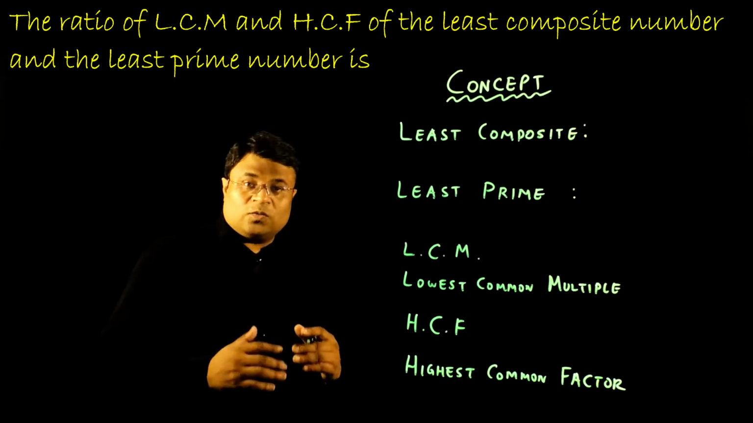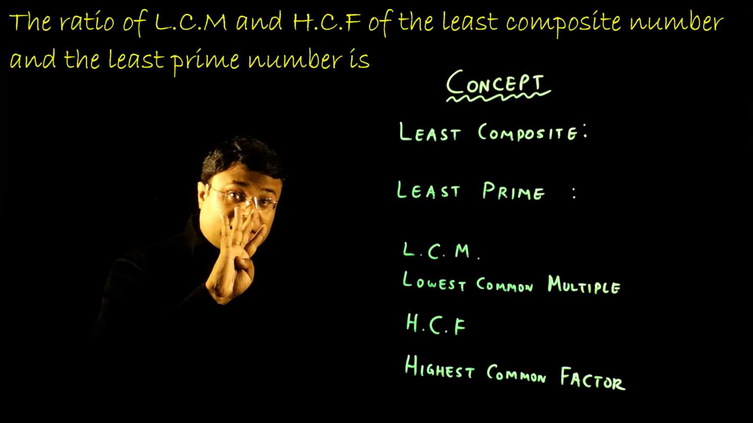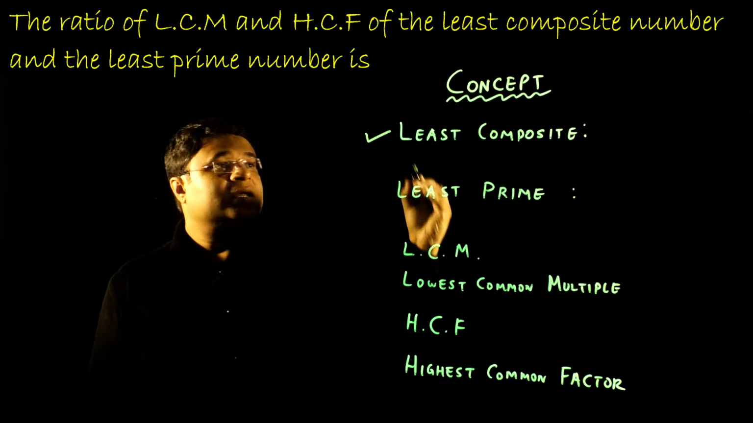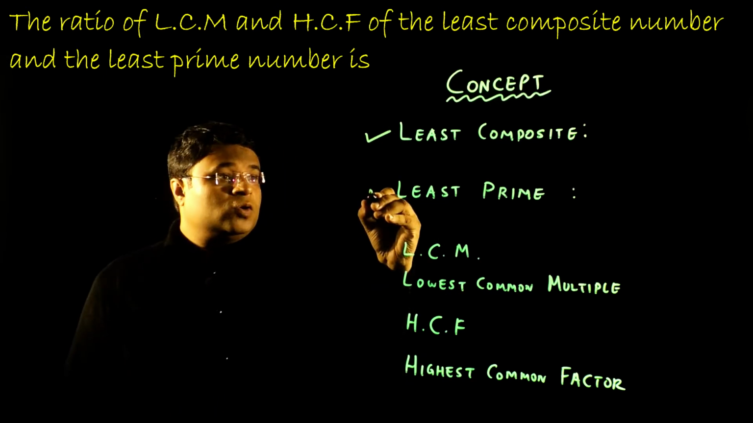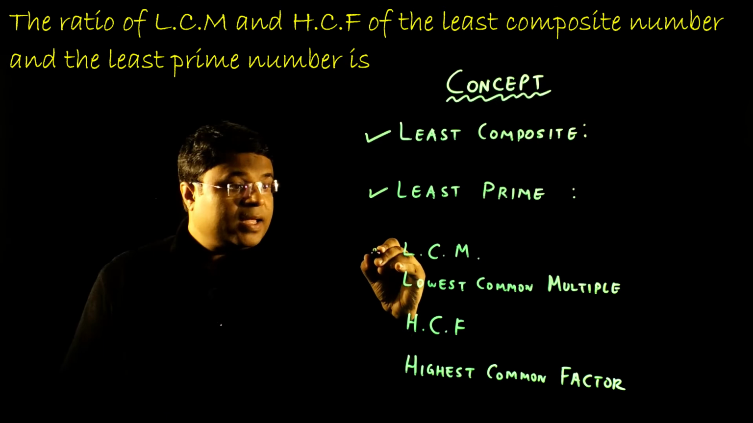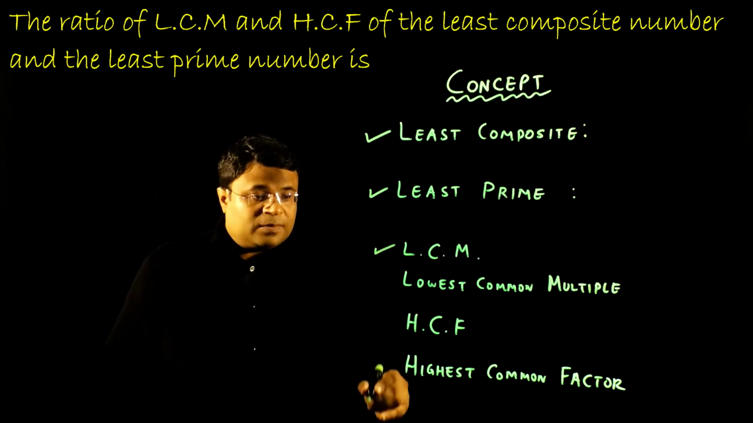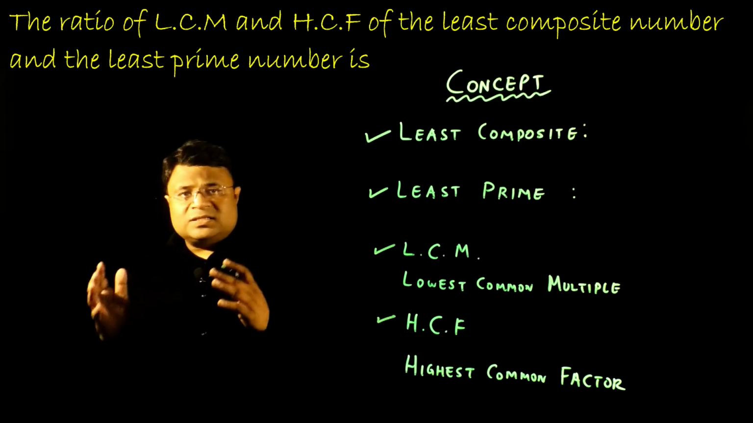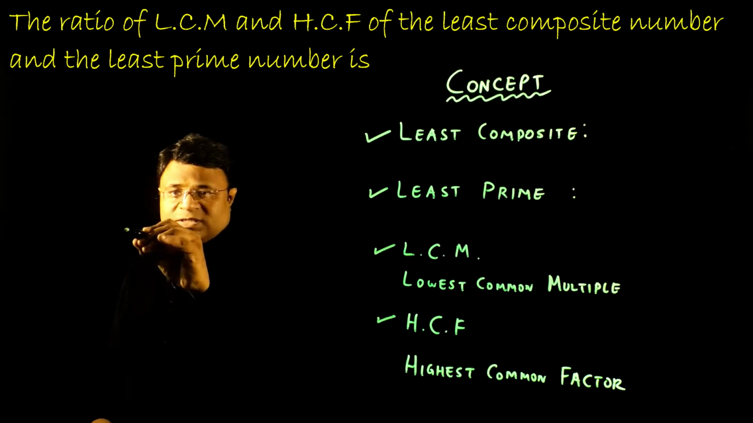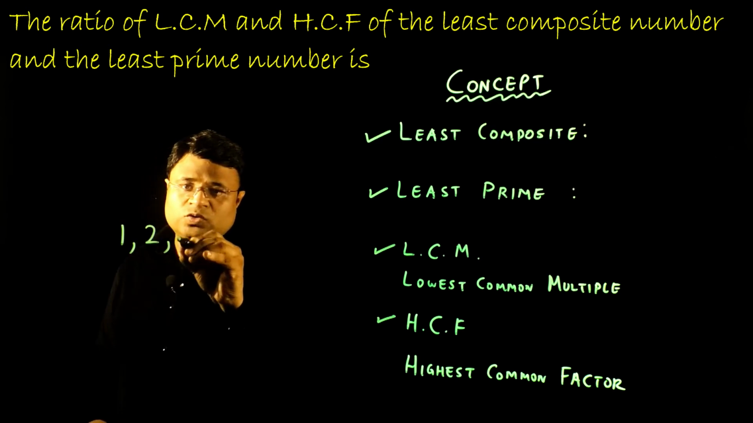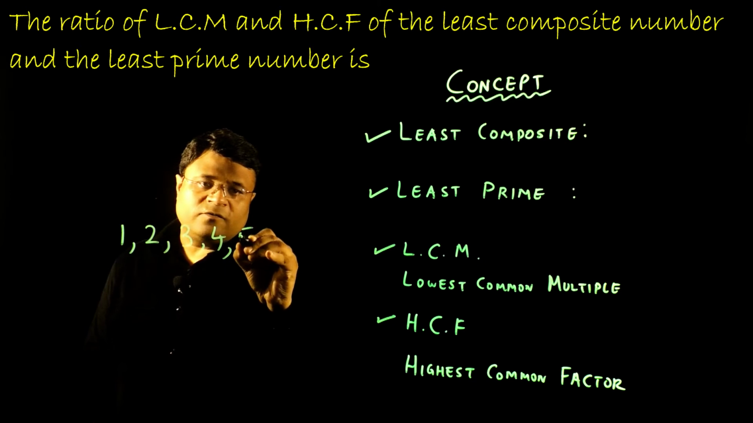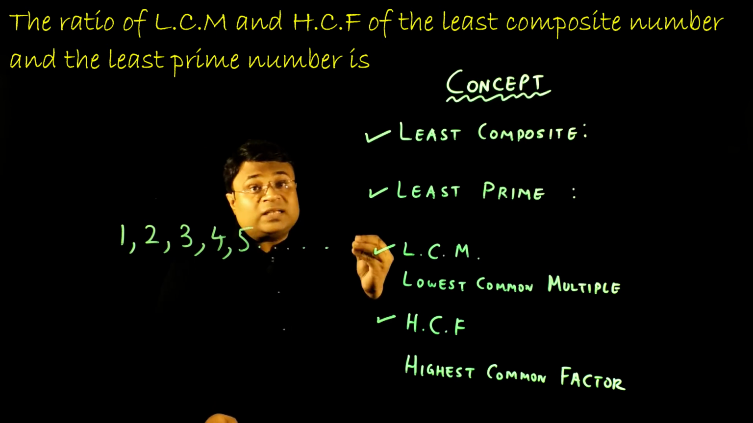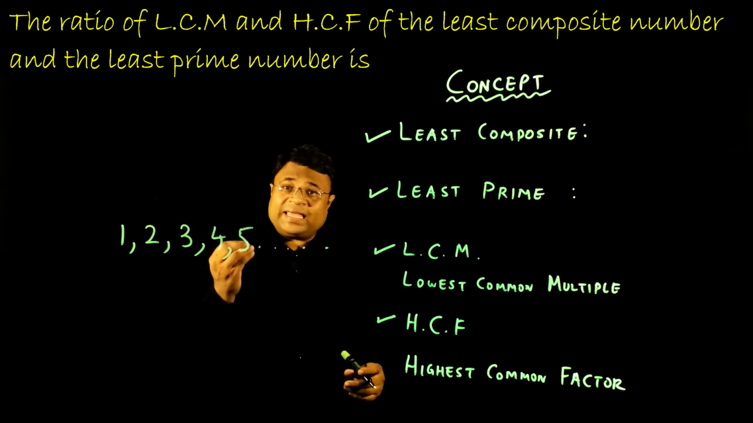So here the four important concepts for this question are: first, to know the least composite number, to know the least prime number, the LCM of two numbers and the HCF of two numbers. So let's quickly have a concept of prime and composite. We start with the numbers 1, 2, 3, 4, 5 and so on. What is the lowest prime number?